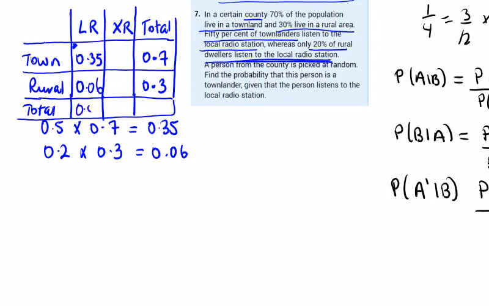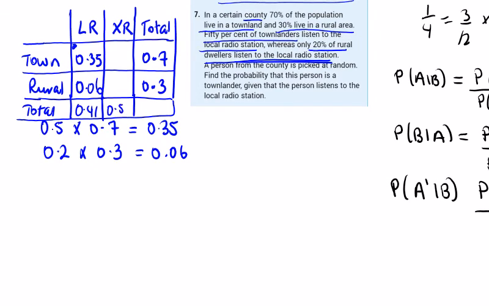That goes there, so 0.41, 41% of the population listen to the radio, which means 59% of the population don't listen to the radio. This has to be 0.35 to give us our 0.7, that was half and half, and this would have to be 0.24, and you can see these two do add up to my 59.